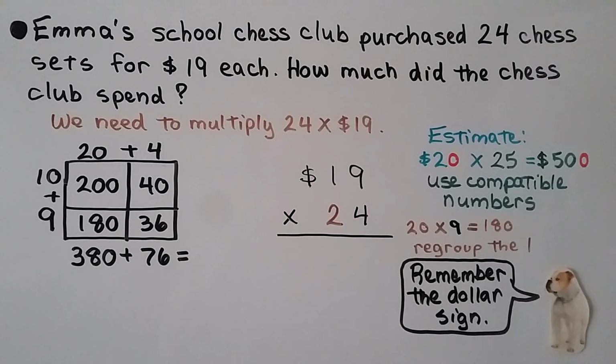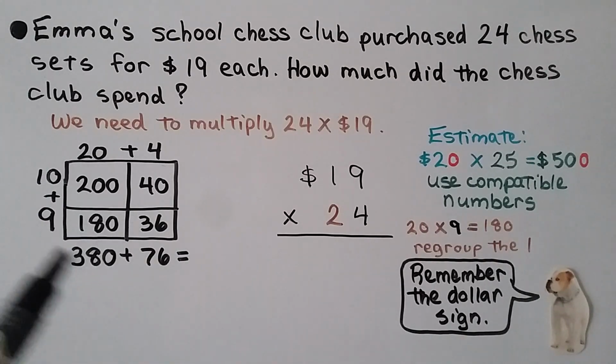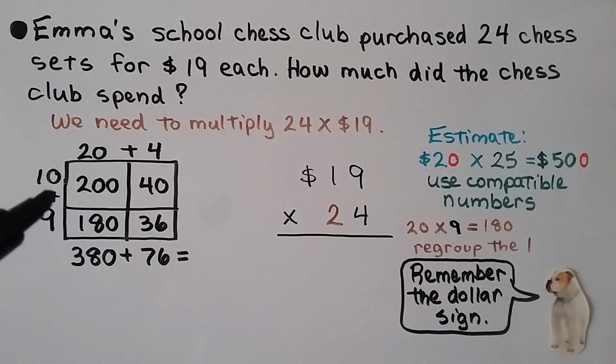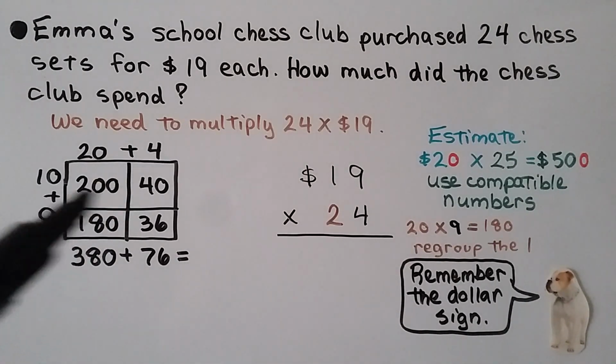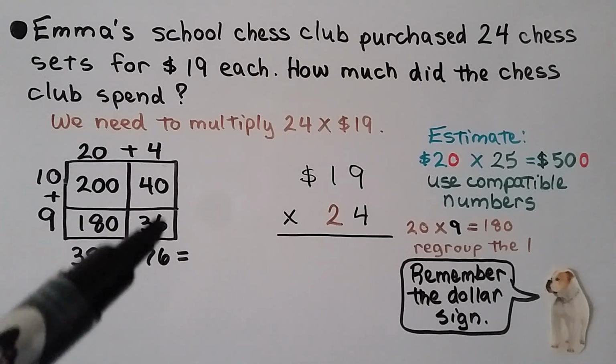Emma's school chess club purchased 24 chess sets for $19 each. How much did the chess club spend? So we need to multiply 24 times the $19. And we can look at it in a model. We can break the 19 into a 10 plus 9 and break the 24 into a 20 plus 4. So we know we need to do 10 times 20, 10 times 4, 9 times 20, 9 times 4.